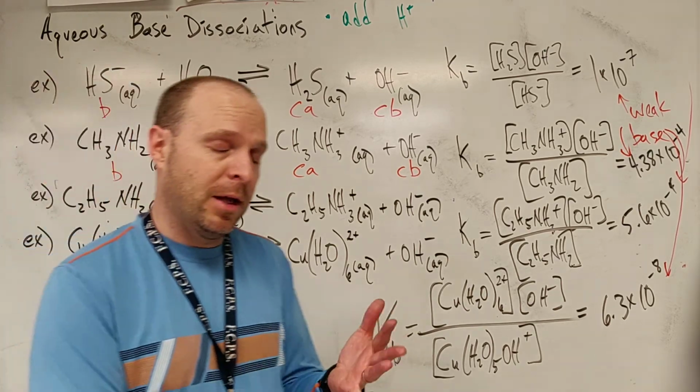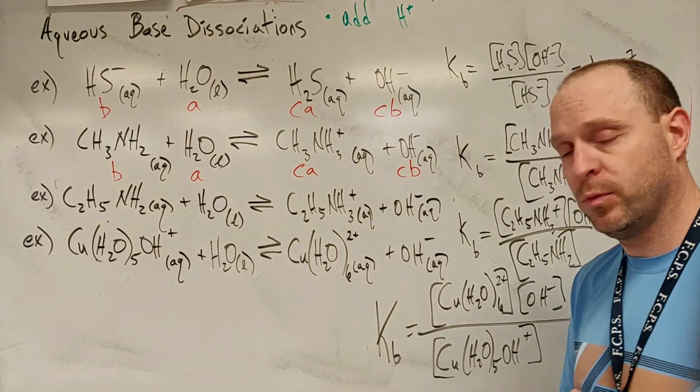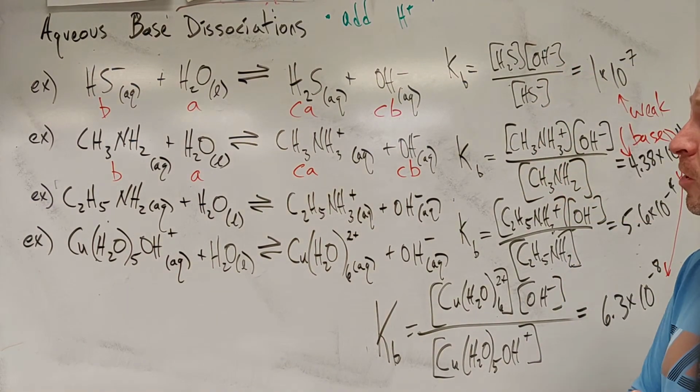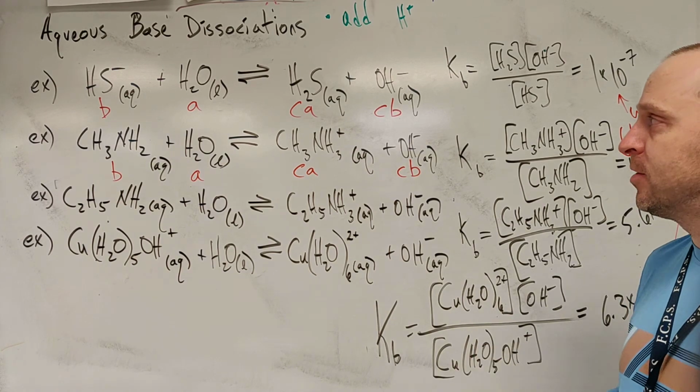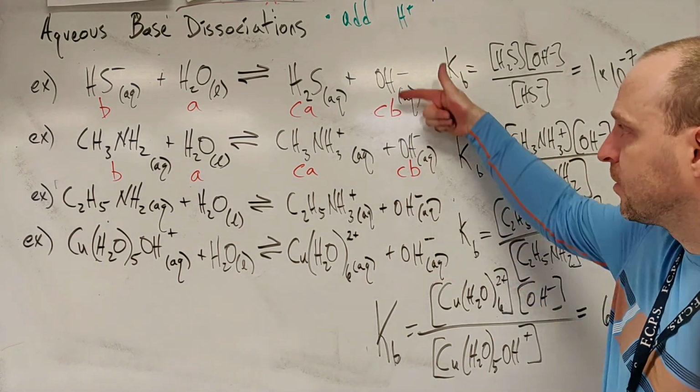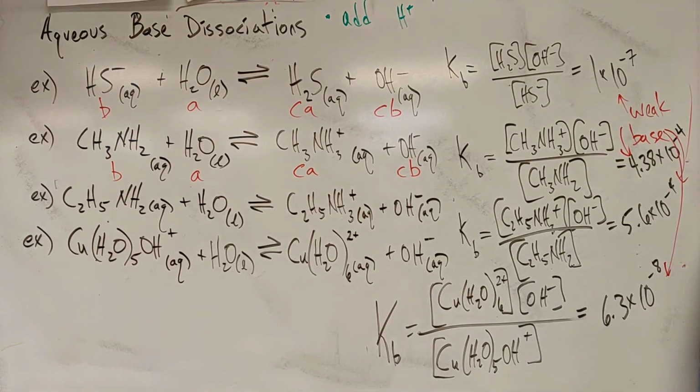And there we go. Aqueous acid dissociations, take an H off. Which one? Probably the one on the end. Aqueous base dissociations, add an H. Where are you going to put it? Probably on the end. All right. Acids, you're going to make H3O plus. Bases, you're going to make OH minus. And then those are your conjugates.